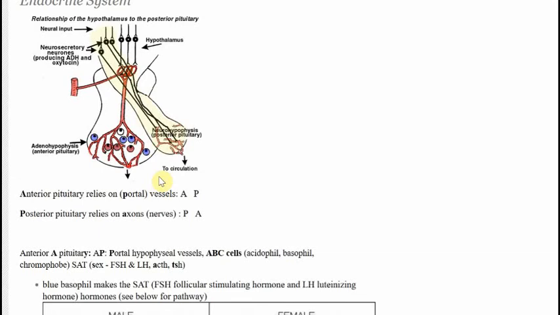Basophil, on the other hand, secretes SAT: S is for sex hormones, FSH and LH, A is for ACTH, and T is for TSH. Fine, so that's the anterior pituitary gland. You've got your ABC cells. A, acidophil, GH and prolactin; B is basophil, secreting SAT, so FSH, LH, ACTH, and TSH. And finally, you've got your chromophobe.